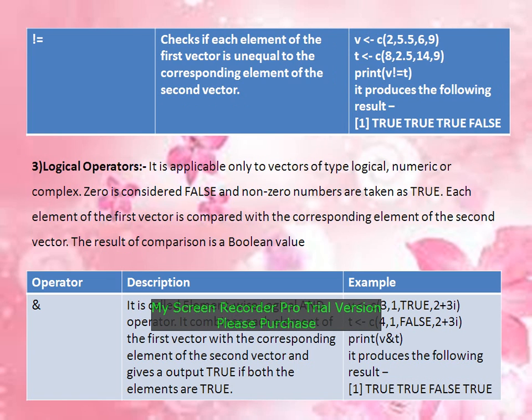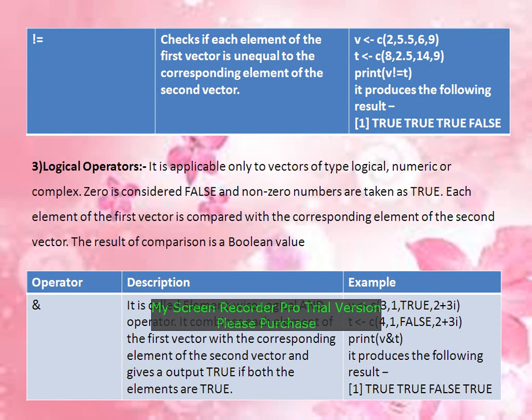And the last one is not equal to. So check if each element of the first vector is unequal to the corresponding element of the second vector. This is the inverse of equal to. So this is producing true for all the values except 9 and 9, because 9 equal to 9 is false, as this is not unequal. Not equal to is the inverse of equal to. So these are all not the same, so this is true. But this value is the same, so this is false. So these are the relational operators: greater than, less than, greater than or equal to, less than or equal to, and not equal.